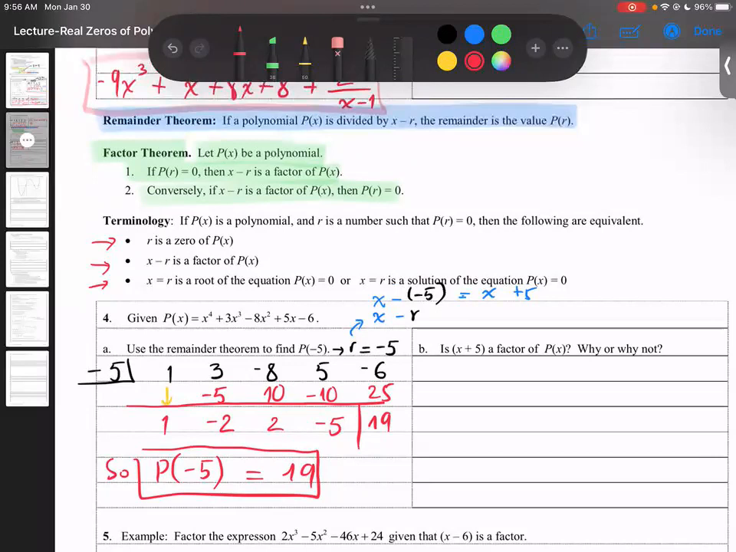Here's the question that I asked you, to see if you understand. Question B, is X plus 5 a factor of P of X? Just try it. Try to think critically. What does it mean to be a factor of P of X? Look at the factor theorem. If X plus 5 is a factor of P of X, then when you take P of X divided by X plus 5, what should you get for the remainder? 0, right? So it's one solution, but in this case, it's not. So it is not a factor because it's not 0.